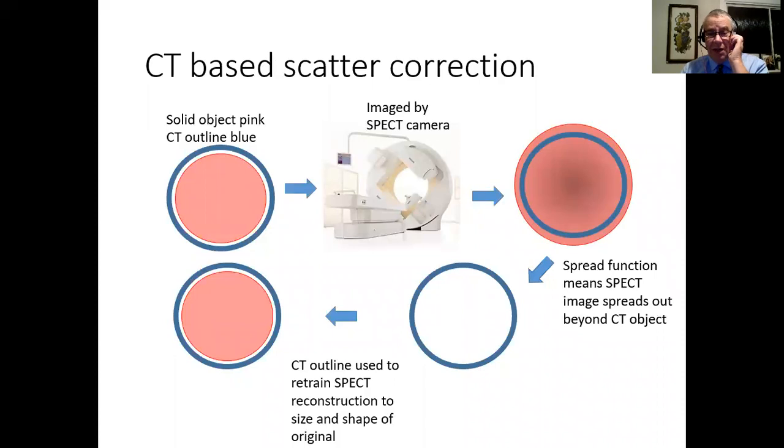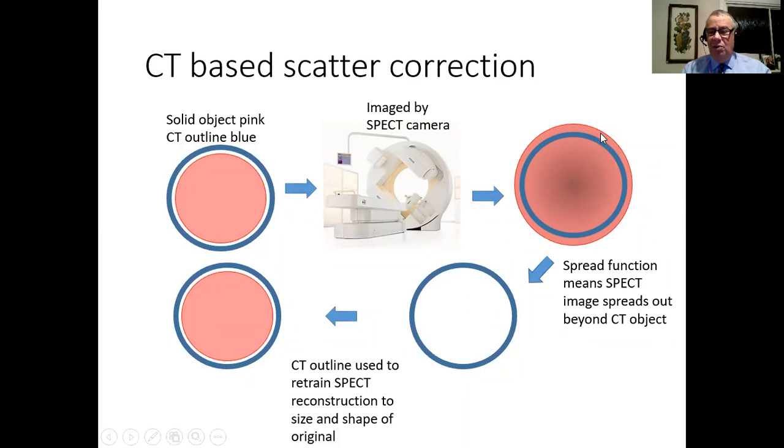Now, just trying to explain how this works. If you have an object such as, my drawing is not very good, so I apologize for that, but let's say this was a vertebra. This is the edge of the vertebra, and the pink bit in the middle is the uptake in the middle of the vertebra. That's what is, in reality, happening there. But when we do a nuclear medicine SPECT scan, the way it's reconstructed, we see more activity in the middle of the circle, and we see less outside.